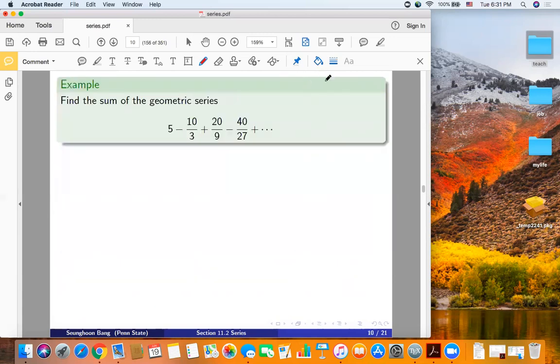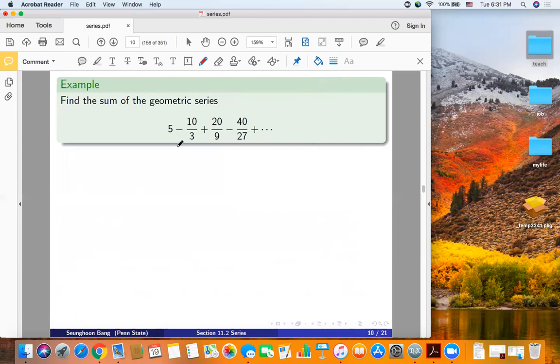This problem. So this is a geometric series, is it right? Yes, this is a geometric series. What is the common ratio? Could you write your answer for the common ratio? The negative 2/3. Okay, the negative 2/3. Is it right? Yes, the negative 2/3.